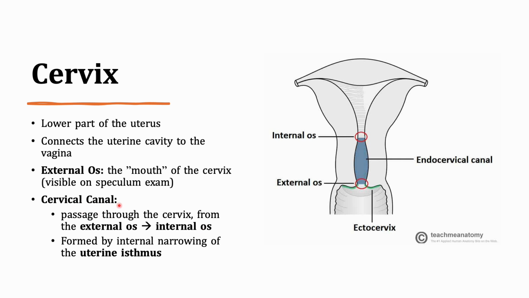And then we have what's called the cervical canal, or the endocervical canal, and that's the space, the passageway through the cervix, and it starts at the external os and ends at the internal os, and it's what's labeled here in blue. And it's formed by the internal narrowing of the uterine isthmus.